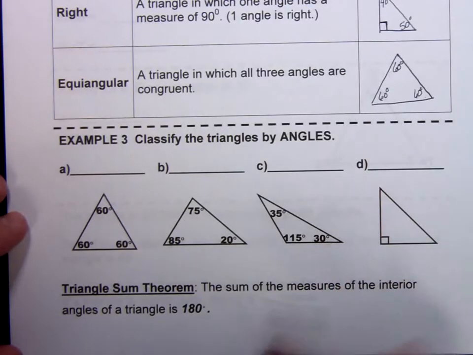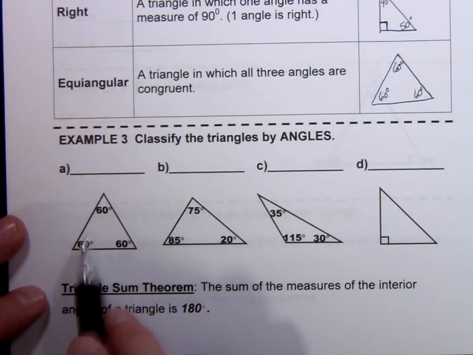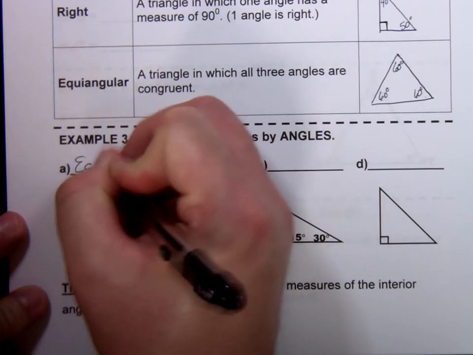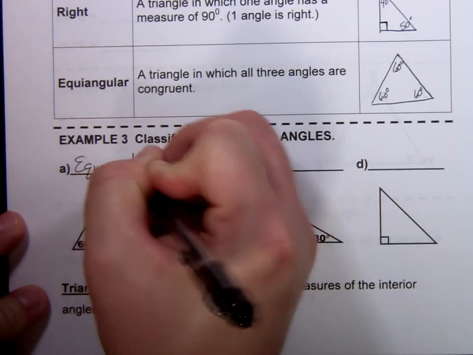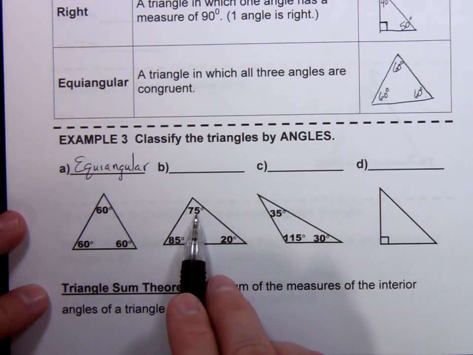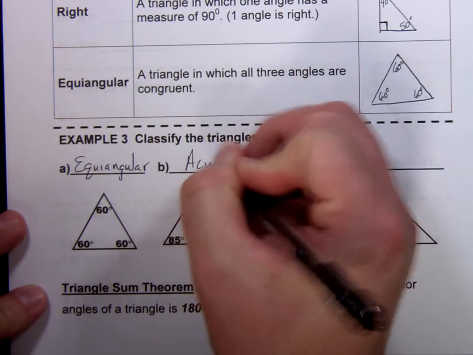All right, so let's look at example 3 here. Classify the triangles by angles. So notice all three angles are 60 degrees, so this is equiangular. Here, that's an acute angle, less than 90, acute, acute. All three angles are acute. That makes this an acute triangle.